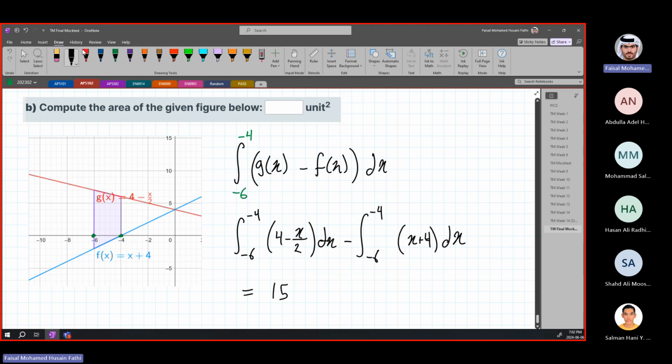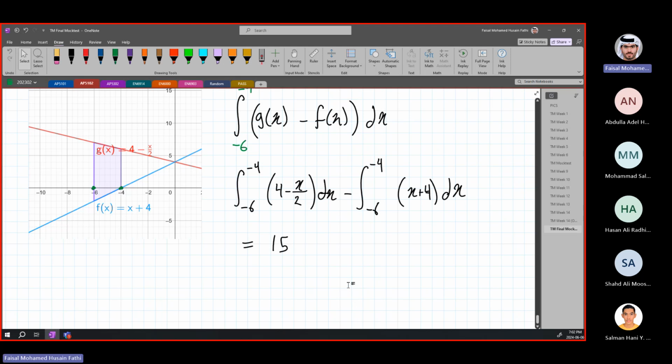So 4 minus x over 2, x plus 4. Yep, all right. From -6 to -4. Yes, I don't know how the solution is different for them here. But your area will be 15.